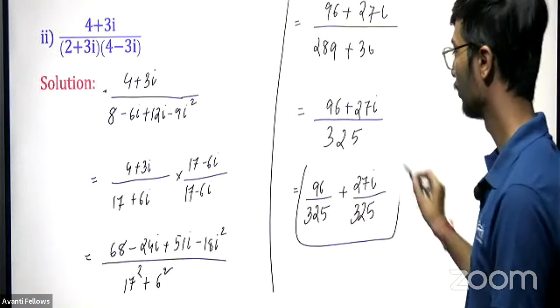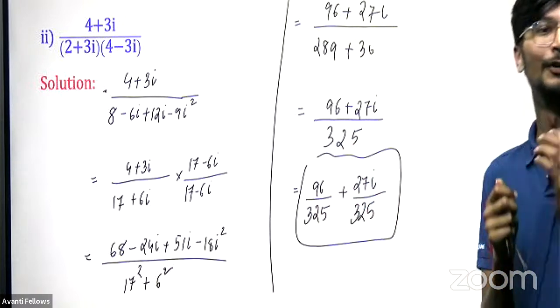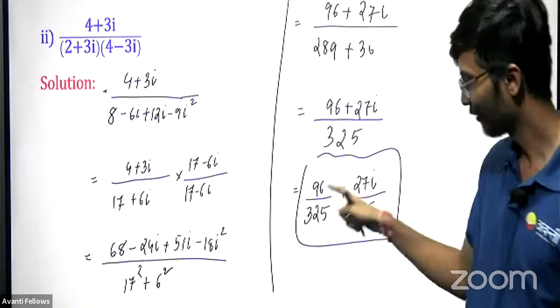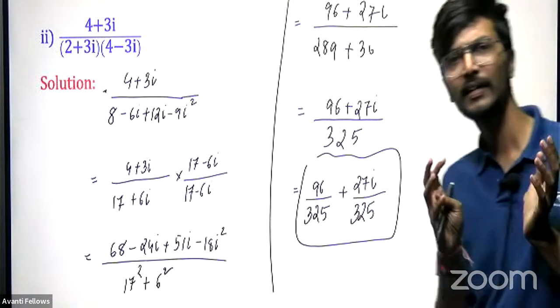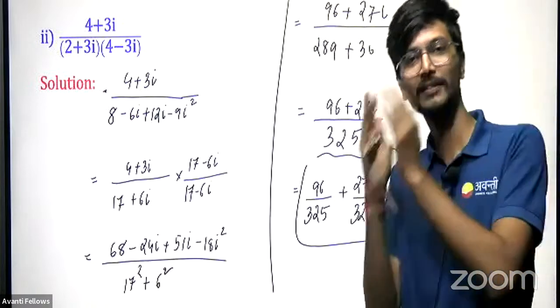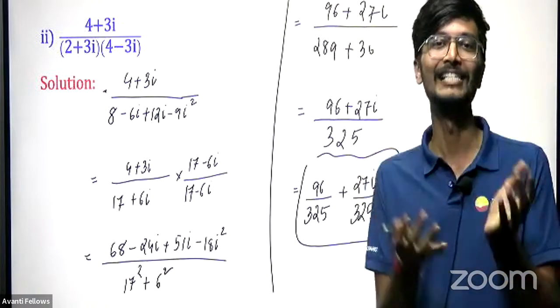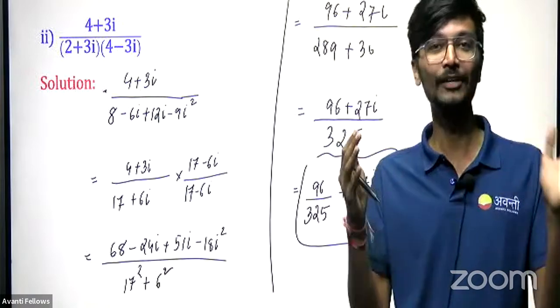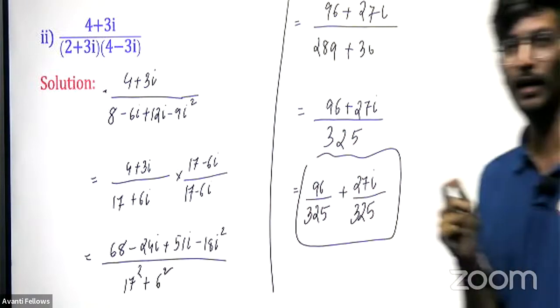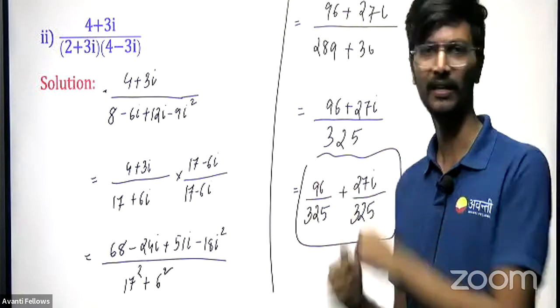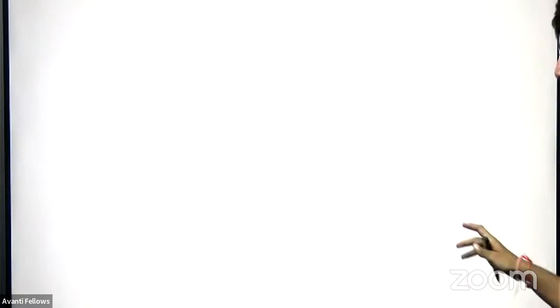It is mandatory, or make it a habit, to leave your answers in the form of a plus bi. This complex numbers topic comes under algebra, and algebra means we have to solve equations. So that's what we are doing. We are solving. It may look a bit calculated, but this is a general way to solve.